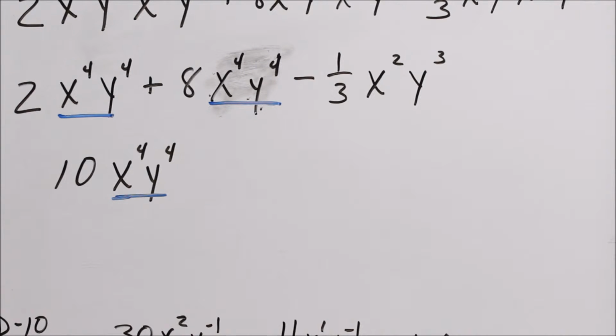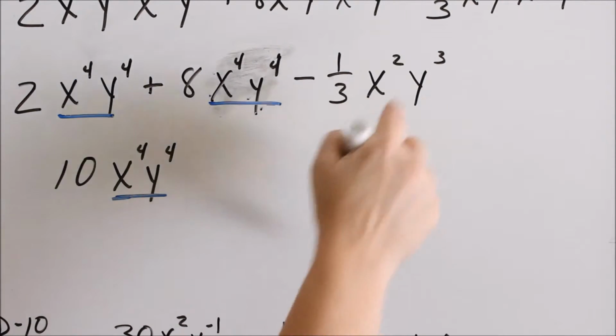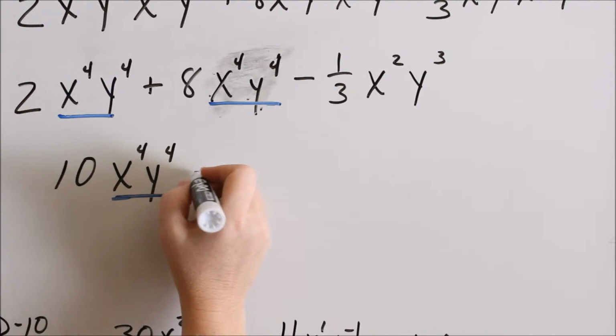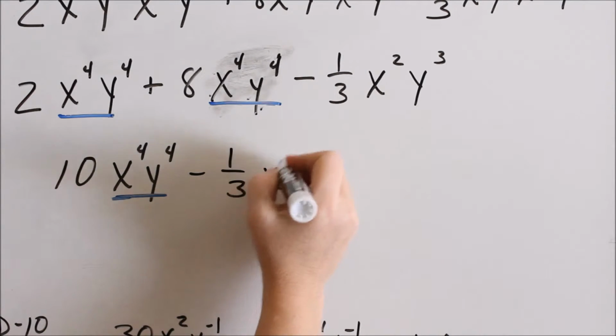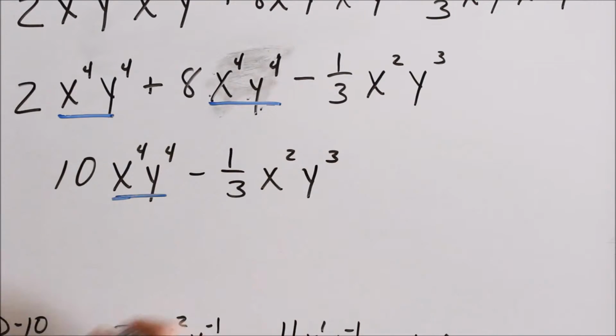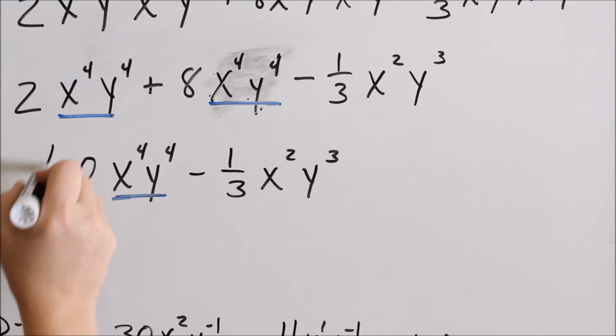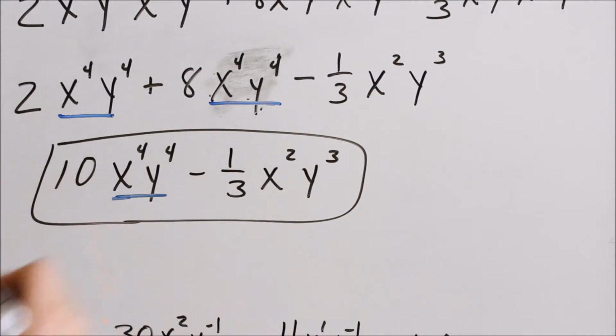That stays the same. Since this x squared y cubed doesn't match anything that we have, we just rewrite it the way that it already is. Leave your coefficient as a fraction. And then this would be your final answer.